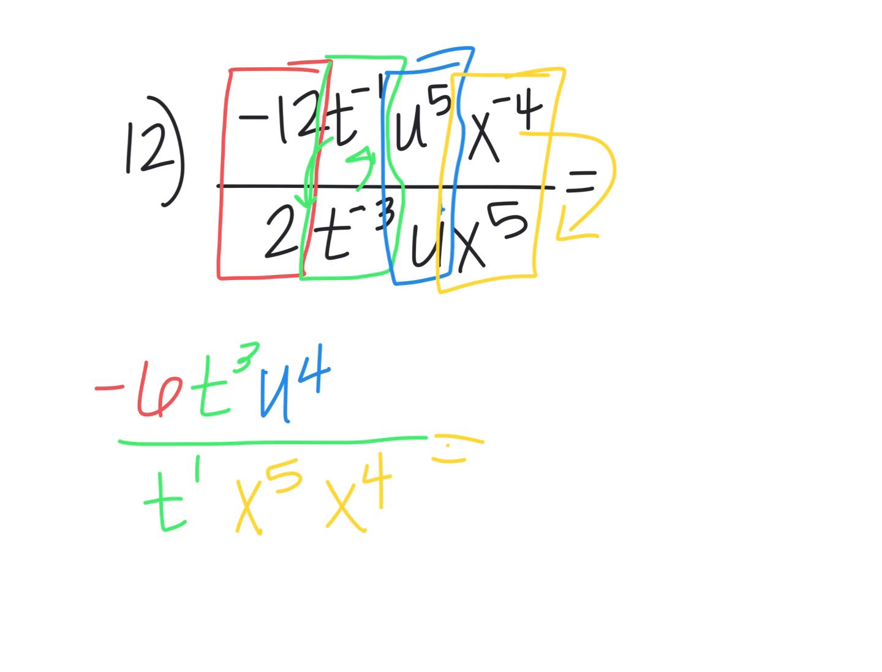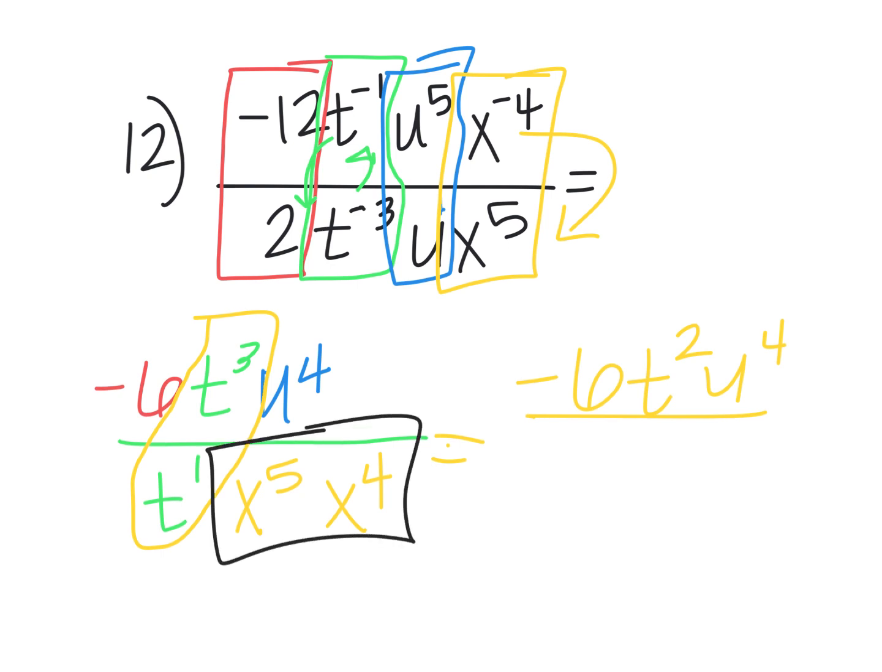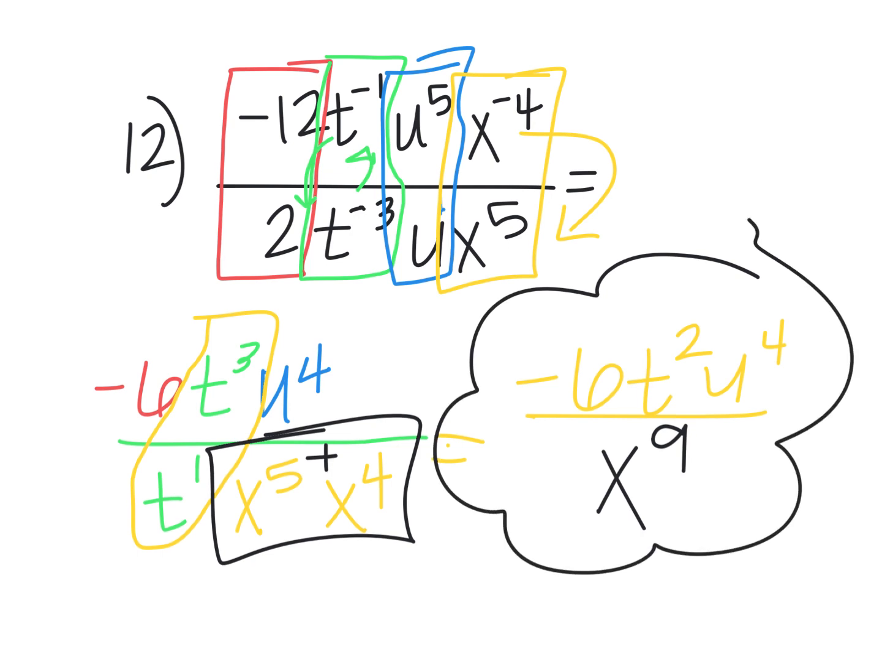So now we have, and then I forgot that we could cancel all this, so we're going to go back to here. T to the 3rd over t to the 1st. We're going to be able to subtract our exponents. 3 minus 1 is 2, so that leaves me with -6 t squared u to the 4th. And then we have x to the 5th times x to the 4th. So that's when we add our exponents, because we're just multiplying our variables together, we would end up with x to the 9th. So then that would be our final answer.